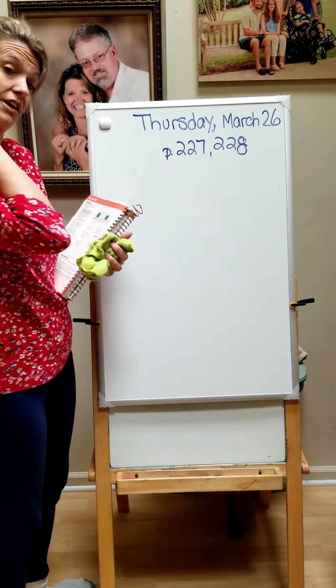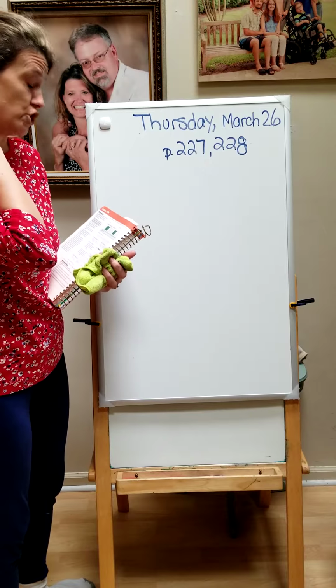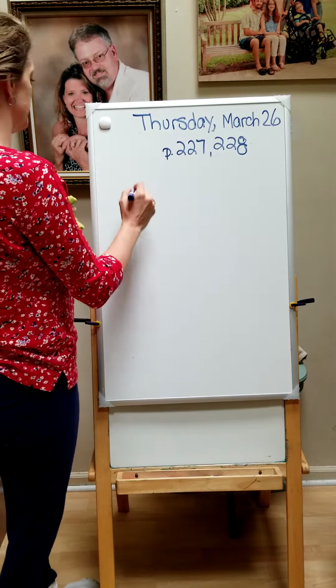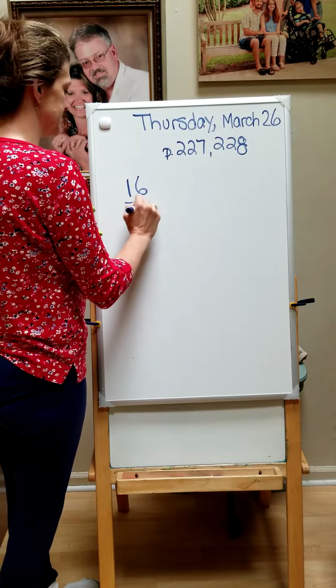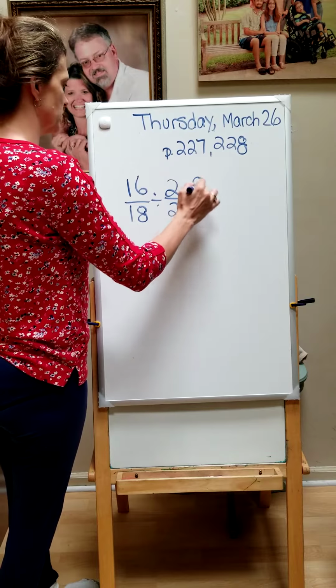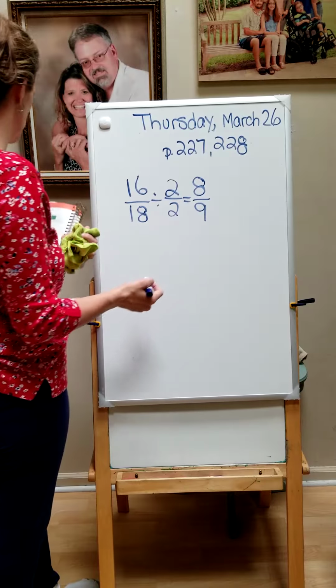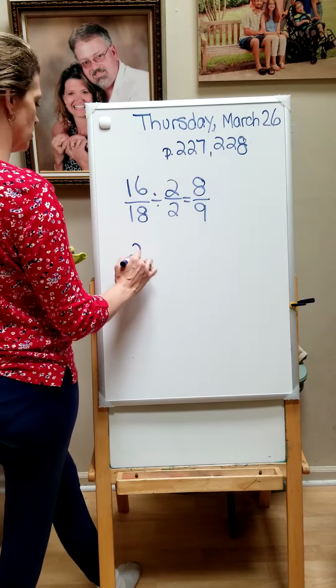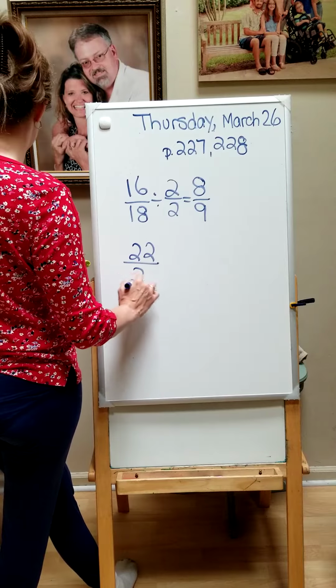Now, what are they telling you to reduce it by? You are to use a 2 for this one. 16/18 divided by 2 on top and 2 on bottom. 16 divided by 2 is what? 8. 18 divided by 2 is what? 9.